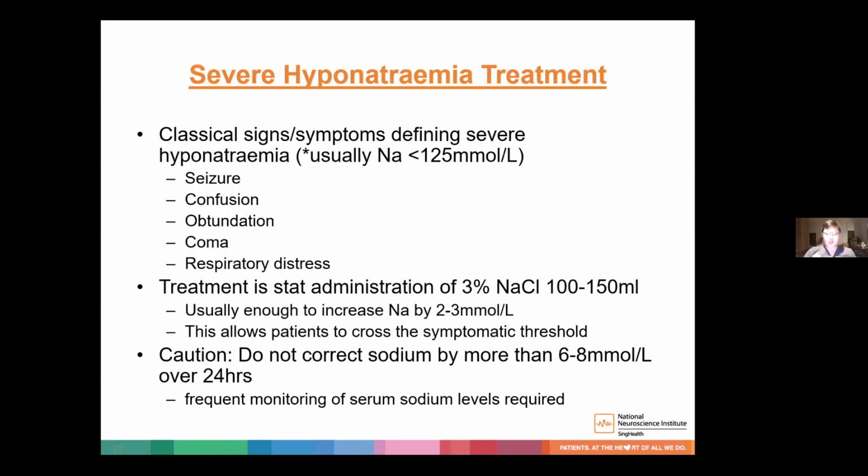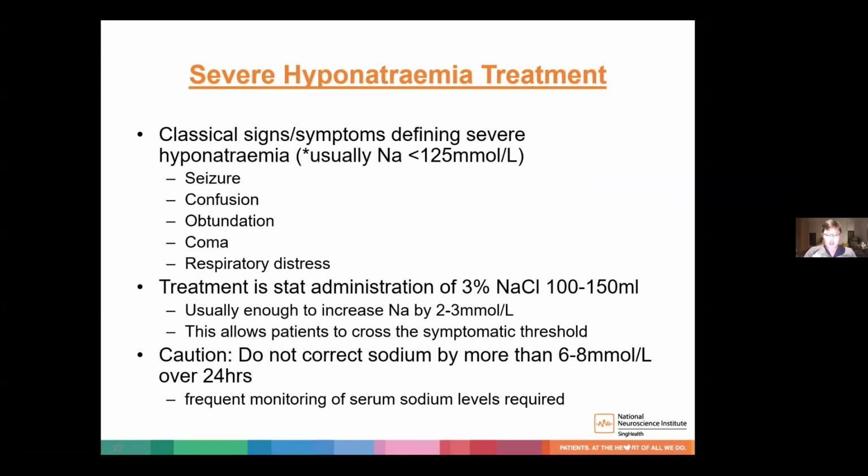Just one slide on severe hyponatremia. The classical signs and symptoms are seizure, confusion, obtundation, coma, or respiratory distress. Usually patients with these signs and symptoms have a sodium of less than 125. The treatment is stat administration, even before investigation, of 3% hypertonic saline, and it is usually enough to just increase their sodium by 2 to 3 millimoles per liter, and this allows patients to cross the symptomatic threshold.